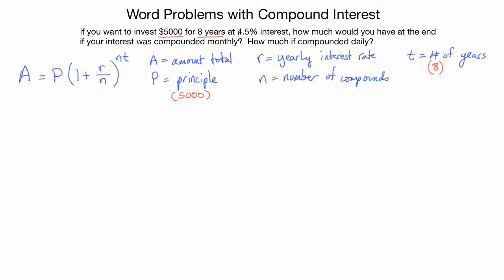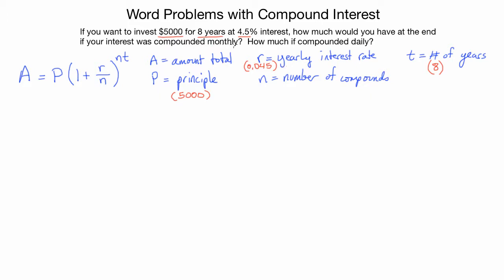At 4.5% interest, so for r, I got to turn that into a decimal, so I take 4.5 divided by 100, and I get 0.045. That's my yearly interest rate. I'm growing by that much over the year.